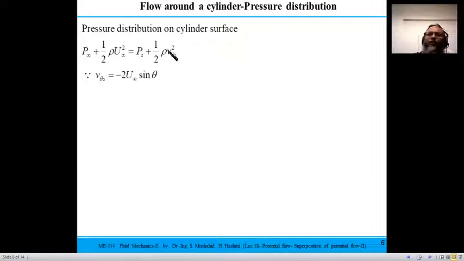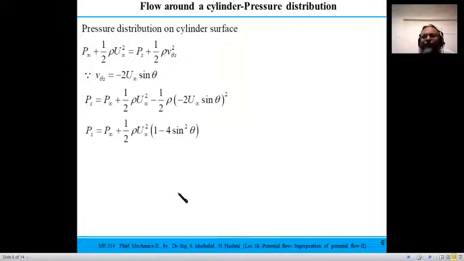We can substitute this expression from the earlier slide, that the tangential component at the surface of the cylinder is minus 2u infinity sine theta. So we substituted here, so v theta s would be this. Now simplify this expression. So if you simplify, 2u infinity gives 4u squared sine squared theta, and half rho u infinity squared is common here, taken out common. So from this expression we can work out the pressure at the surface of the cylinder.